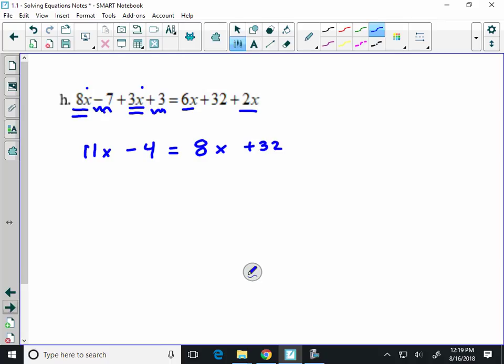Sometimes you have to combine like terms on both sides. And then solve. What's our first step in solving this one? What are we going to do? We're going to solve. Sebastian, what are we going to do? Yeah, move that 8x over.